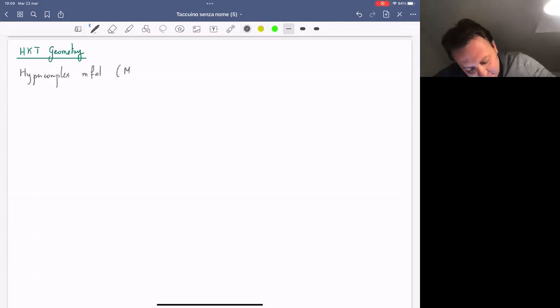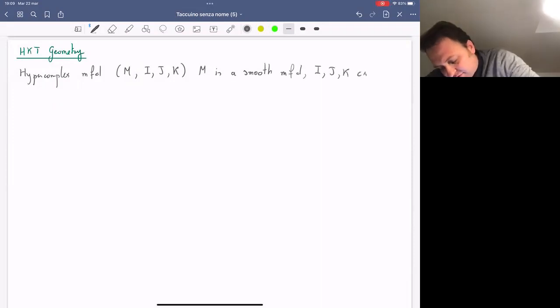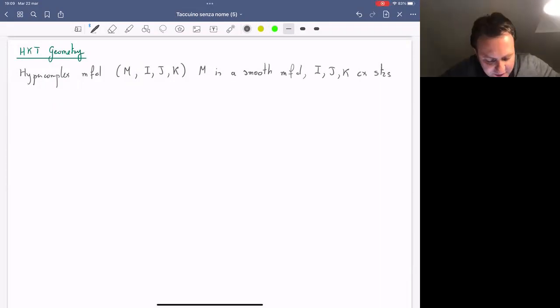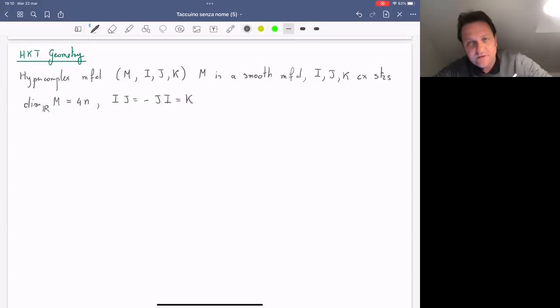It's just a smooth manifold together with three complex structures. So M is a smooth manifold, and I, J, K are complex structures, and they satisfy a quaternionic type relation. So the real dimension of M is equal to 4n, and the I, J, K satisfy the usual quaternionic type relation: IJ is equal to minus JI is equal to K.